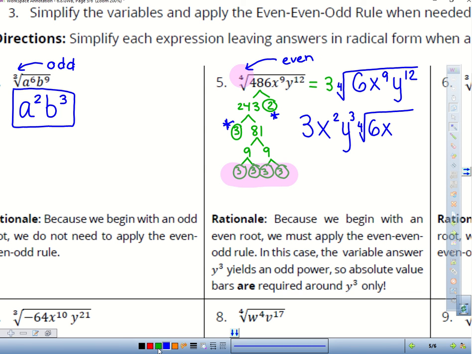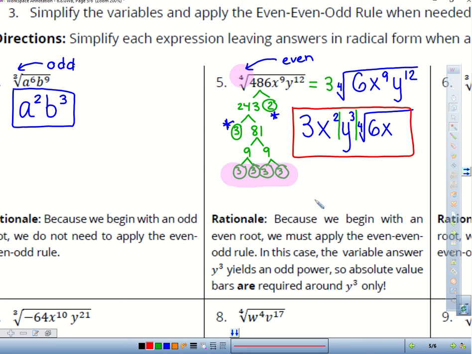Absolute value around what? 3. The y. To the 3rd. I have a question. Will we ever be doing one where there are 2 groups of 4? Yeah, that could happen. What would you do with 2 groups of 4?